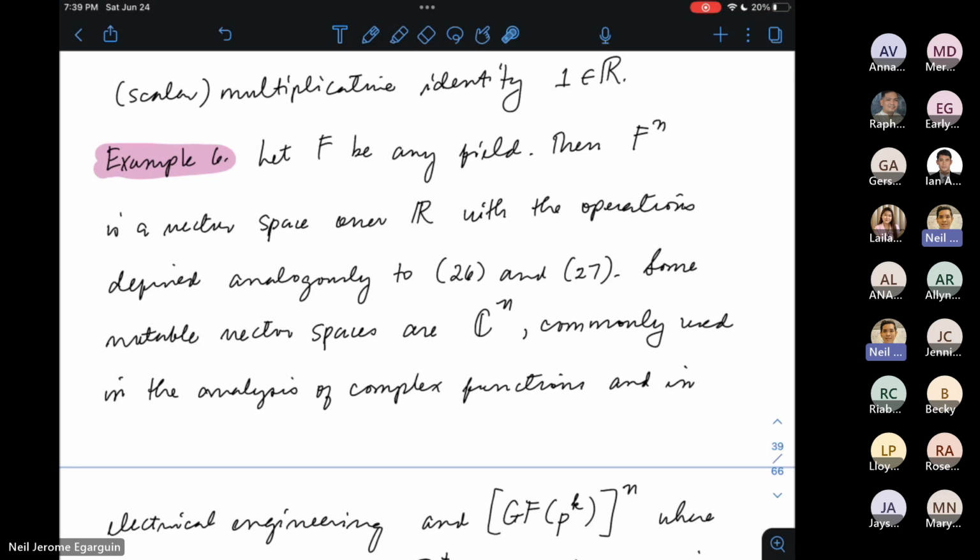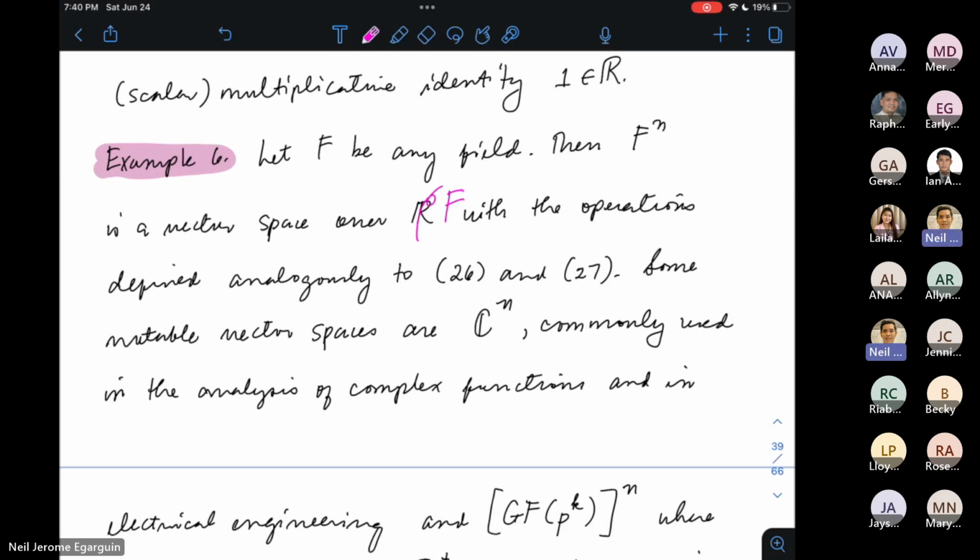The operations are similar to those in 26 and 27. So that means in F to the N, or F^n, our vector addition is just component-wise, and our scalar multiplication is also component-wise, right? Perhaps I think there's a typo here. Dapat ito ay F.